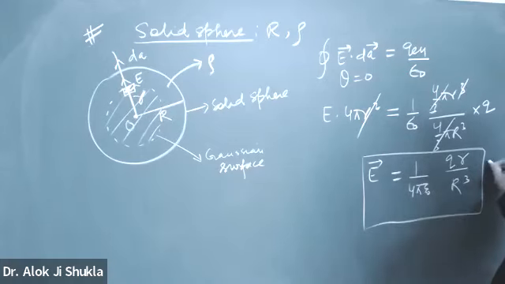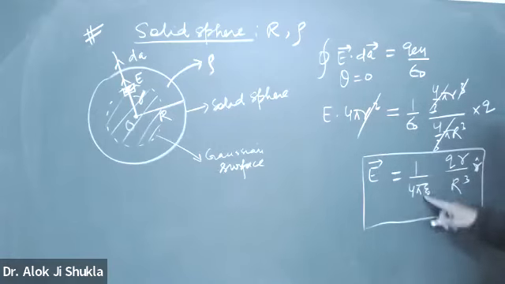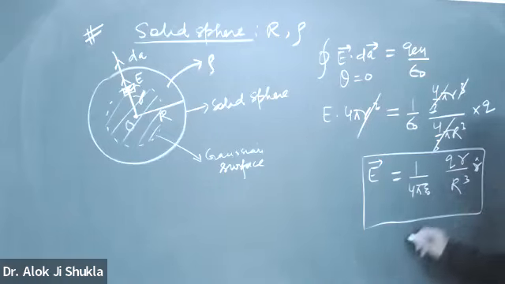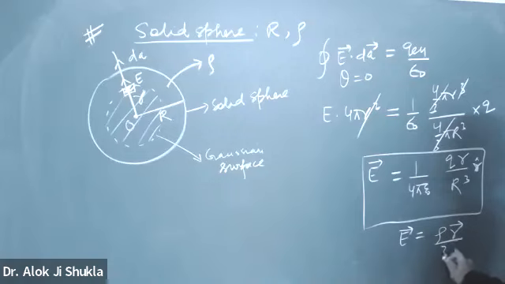So check this dimensionally also. The electric field is 1 by 4 pi epsilon naught Q by R square, because this is meter square. So meter cube, so it will be meter square. ठीक है ना? तो इस तरीके से आप चेक भी कर सकते हो. और इसी को if you want to write in terms of rho, it will be rho R by 3 epsilon naught. This will be the electric field, rho R by 3 epsilon naught.